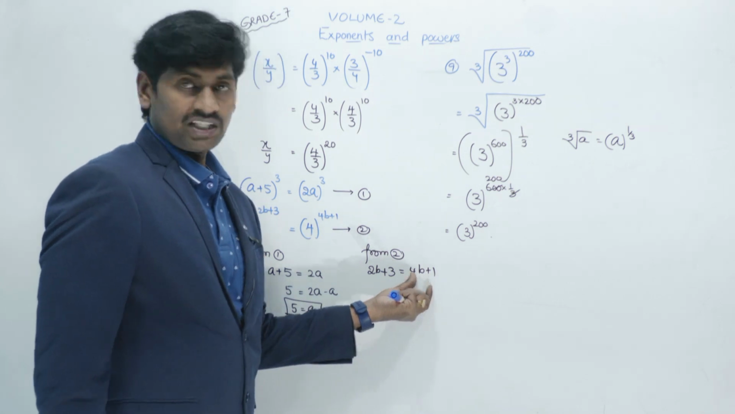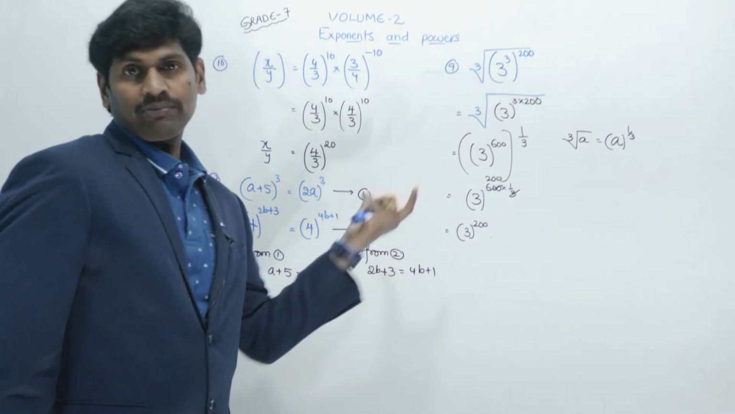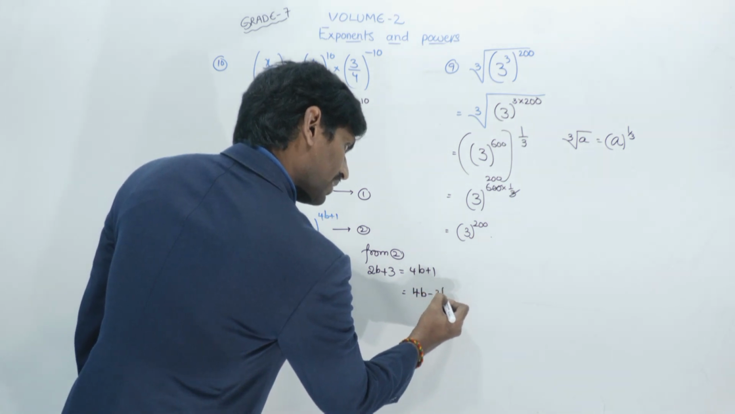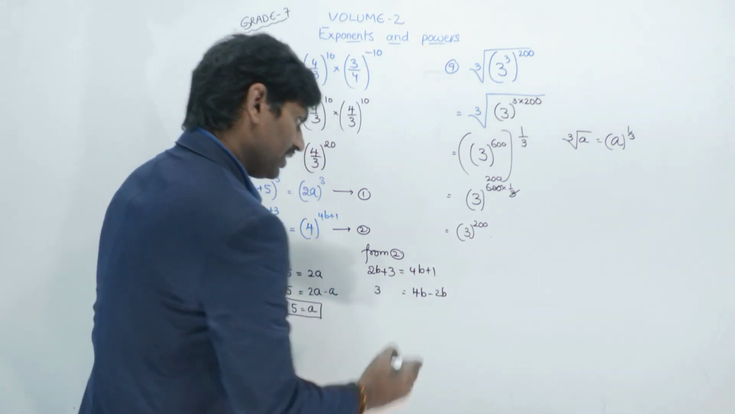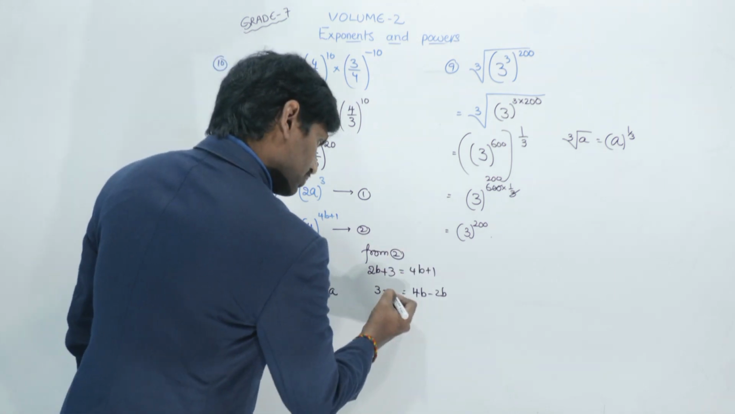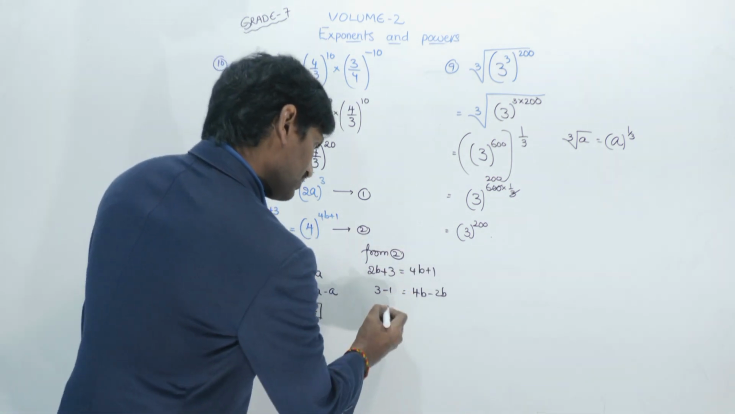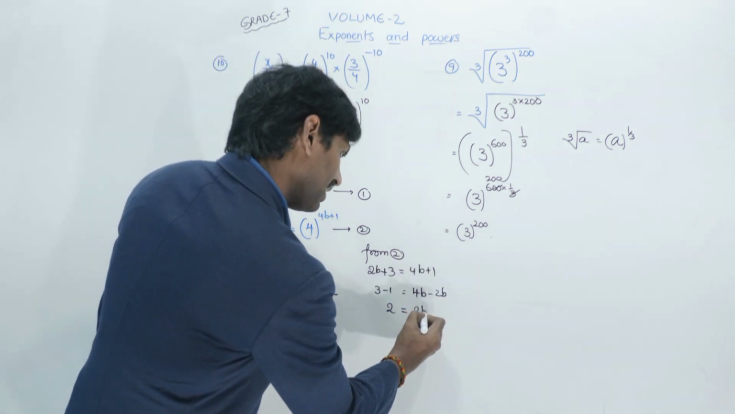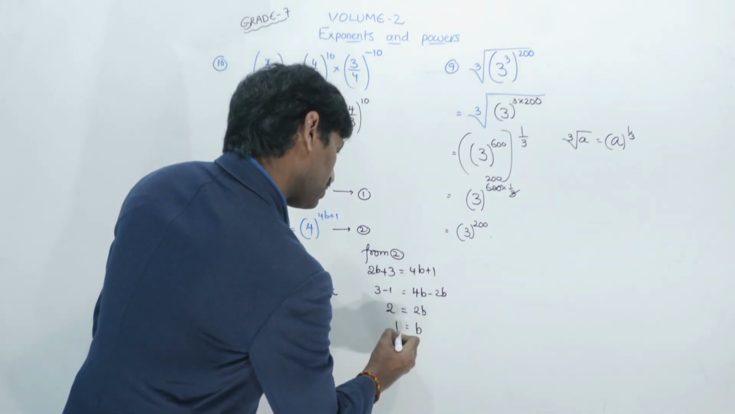4b is somewhat bigger than 2b, so the 2b term I am going to transpose to that side. It will be minus 2b. The plus 3 there, and the plus 1 transposed to this side, becomes minus 1. So 3 minus 1 is 2 and 4b minus 2b is 2b. So the b value is 2 by 2, answer 1.